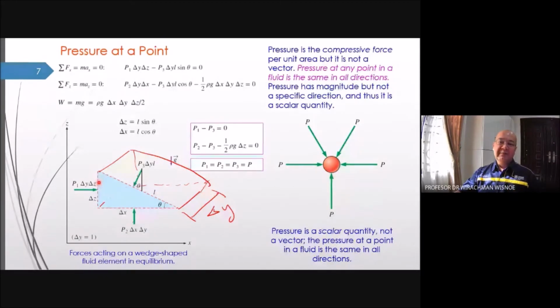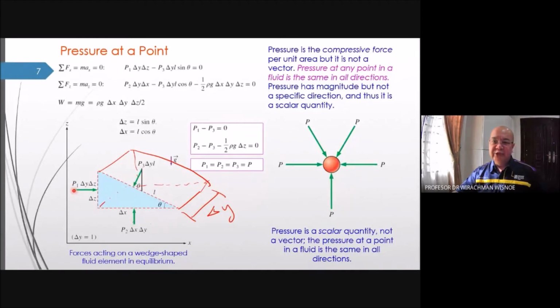The force will be P2 delta x delta y. On this side, we have P1, and the area is delta z times delta y. The force will be P1 times that area, delta y delta z. Here, you can calculate what this L is. If you have theta, you have L cos theta is delta x, L sin theta is delta z, but the area is L times delta y. So we have all the forces. Now we know that we are in fluid statics, which means that this wedge is static. It means we have equilibrium of forces. It means the sum of all forces in every direction will be zero.